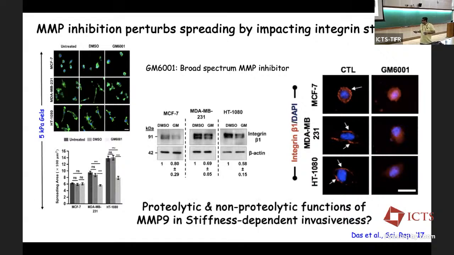So somehow, when you inhibit proteolytic activity, the integrins are displaced, destabilized at the cell membrane. So we wanted to know how MMP9 is proteolytically as well as non-proteolytically sustaining this phenotype, given that the expression and stiffness dependent secretion of MMP9 was highest among all the MMPs.